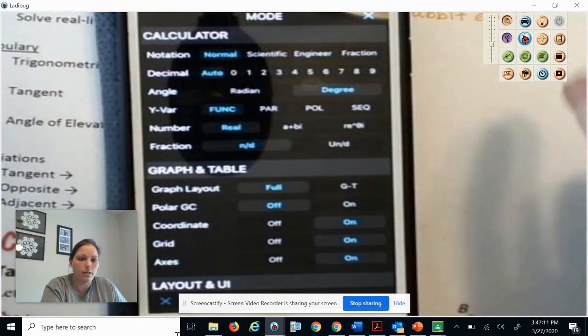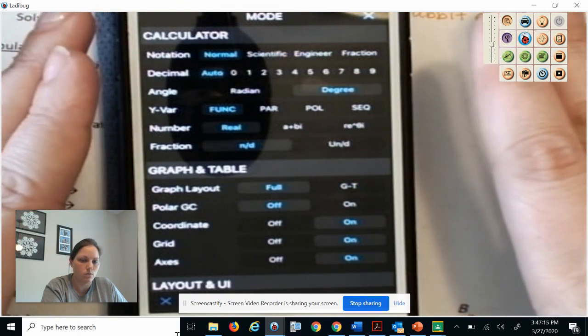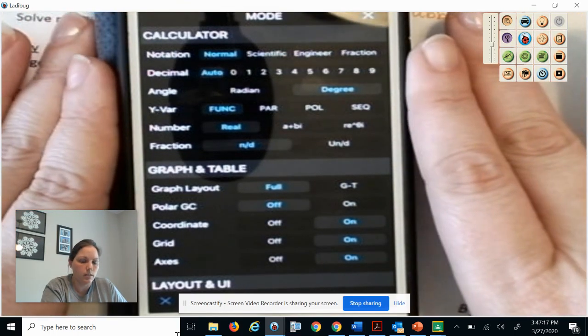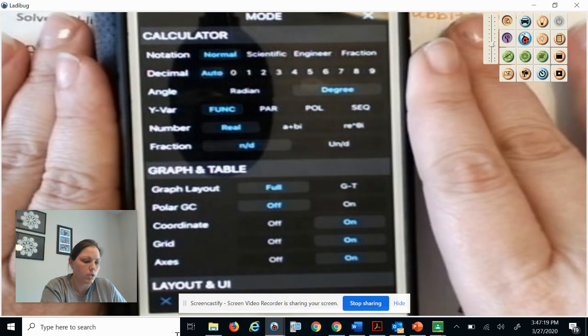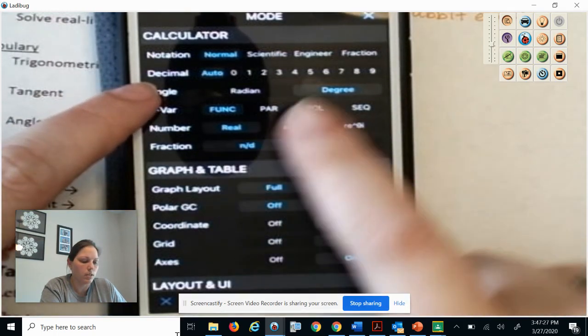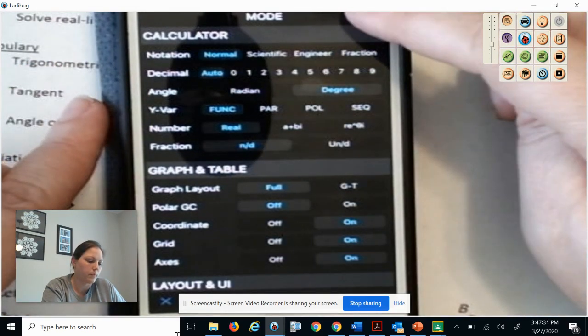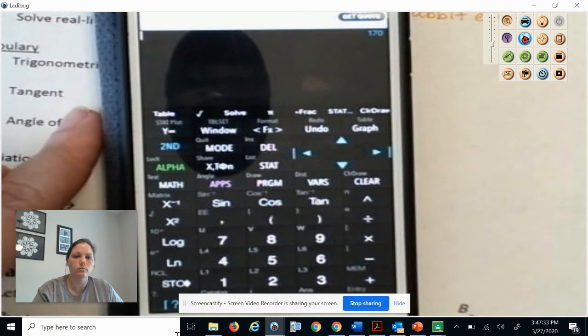Okay, so if you have a real physical TI calculator or Casio, its automatic setting is radian. So you have to change it anytime you change batteries, anytime you reset the memory. You have to go into the mode and change it back to degree. Okay, and then we'll exit out.